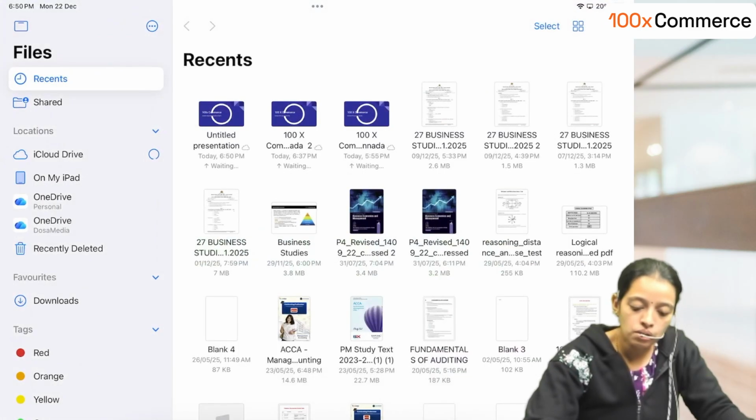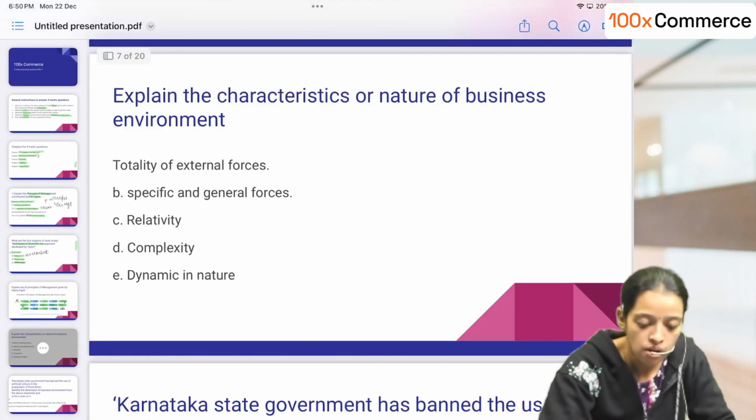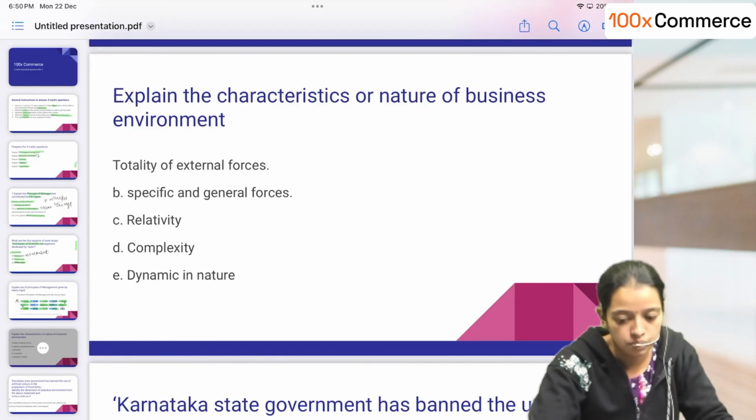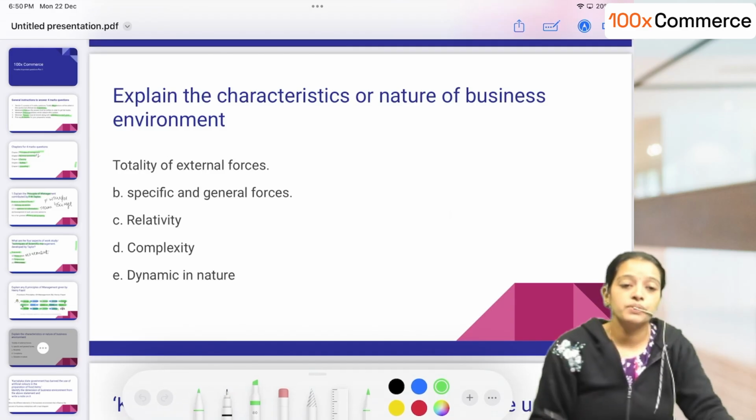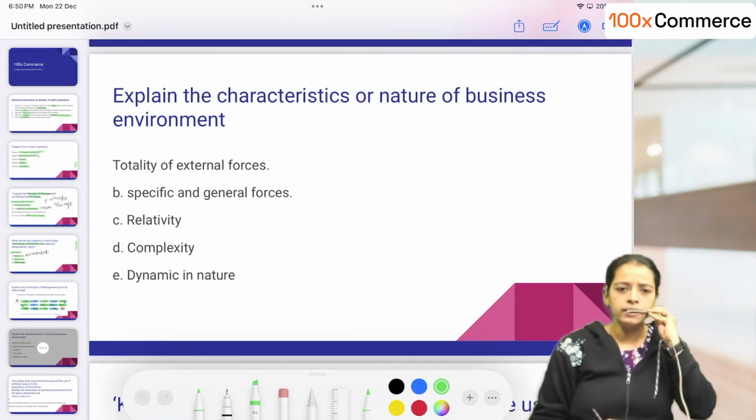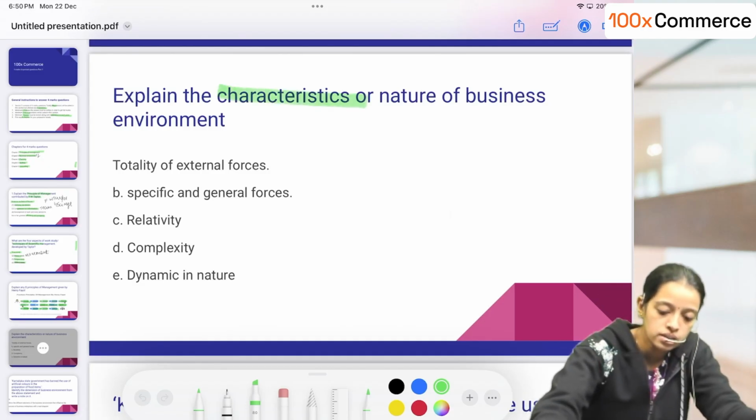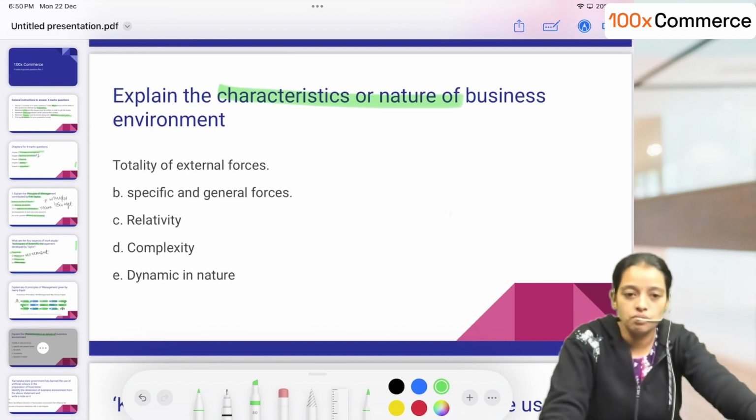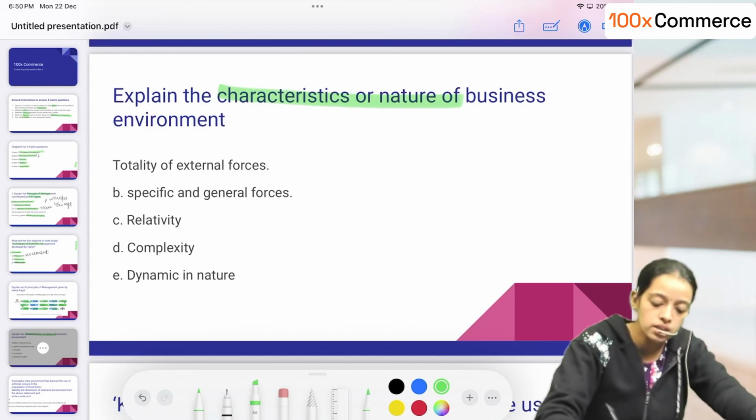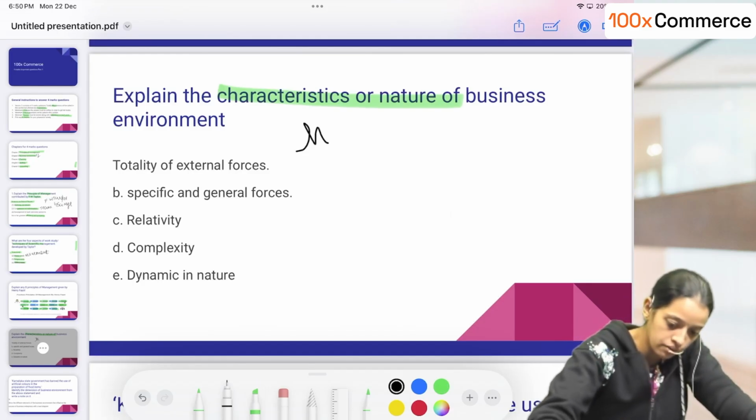Now moving on to the next chapter, that is the business environment chapter. From this, one hot question will be coming, and one will be the normal and direct question. So see here, the question is, explain the characteristics or nature of business environment. Characteristics, features, nature, all these are the same. So please don't get confused in the exam if they ask.